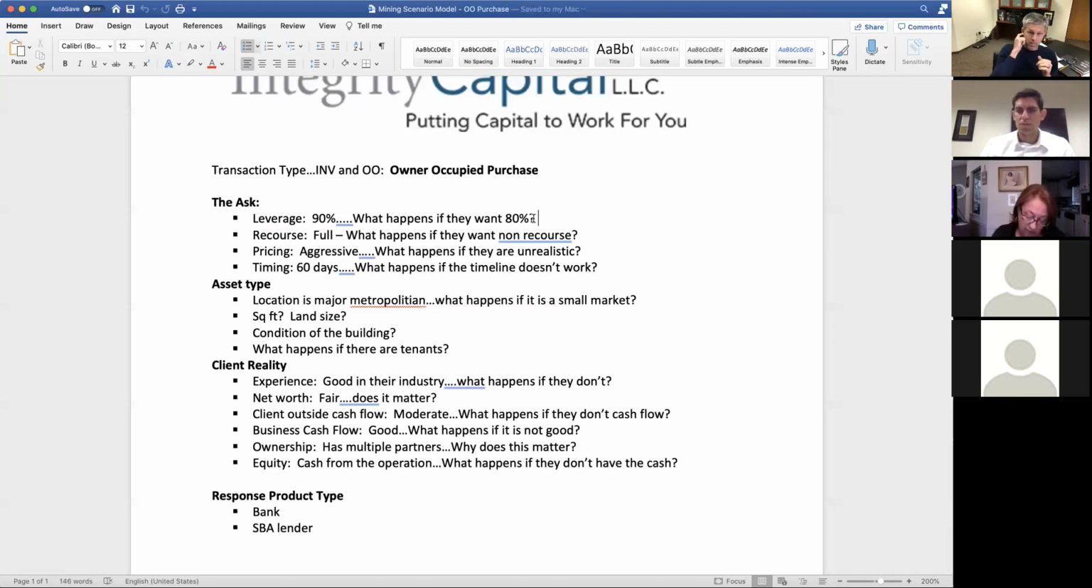The second thing you're going to deal with is recourse. In this particular instance, recourse will be full 95% of the time. And specifically on Small Business Administration loans, there is never an instance, unless somebody's living on Mars, that you're going to get a non-recourse loan. So it's full recourse.